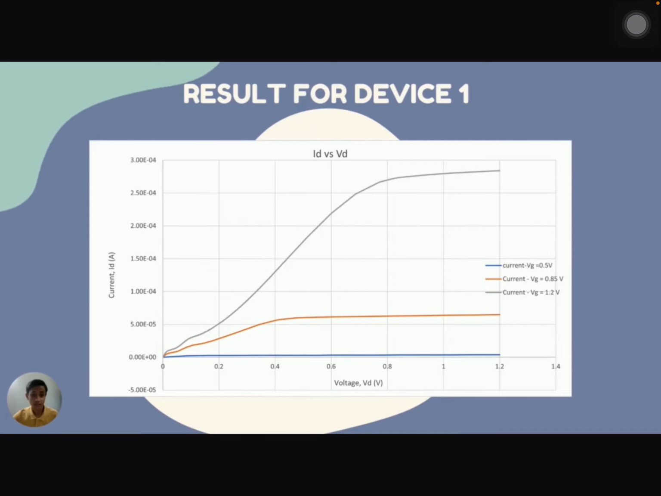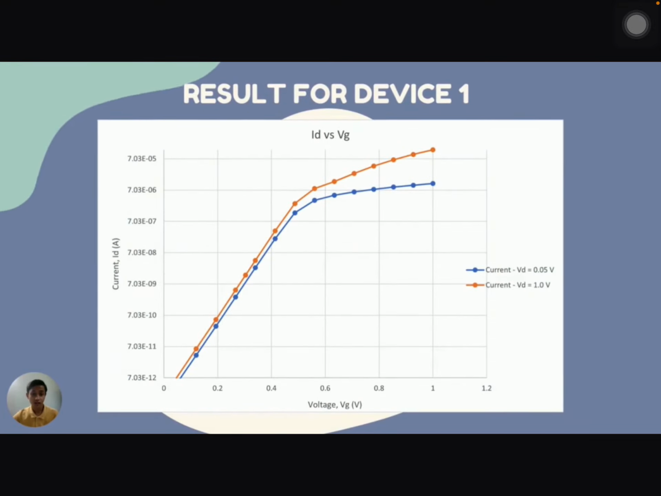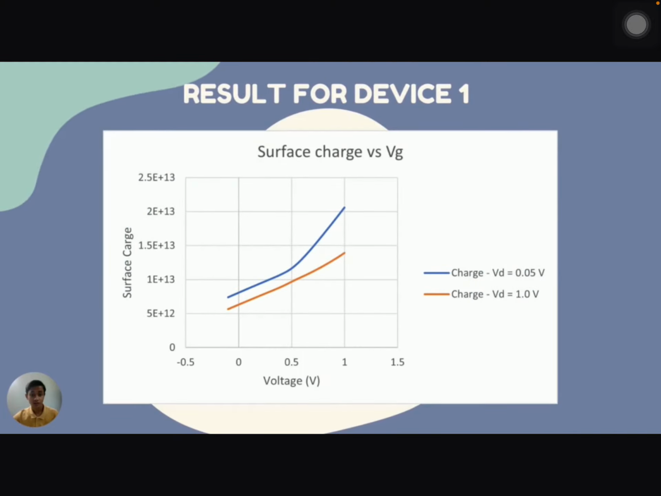This is the ID versus VD graph. From here, we can see that the higher VG value will produce the higher current. Next, this is the ID versus VG graph. From here, we can see that the higher VD value will produce the higher current. Next, this is the surface charge versus VG graph. We can see that the higher VD will produce the higher surface charge.